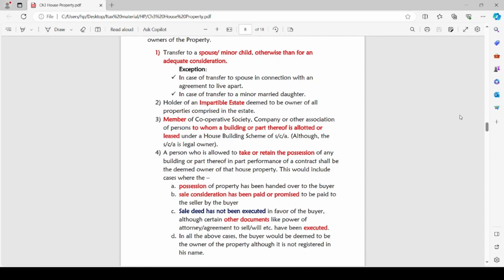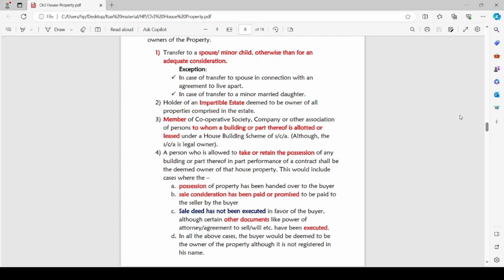The first case is transfer of property to a spouse or minor child, otherwise than for adequate consideration. Here the assessee is transferring the house property either to his spouse or minor child for inadequate consideration. In such a case, the transferor is considered to be the deemed owner of the property, though legally on paper he is not the owner of the house property.